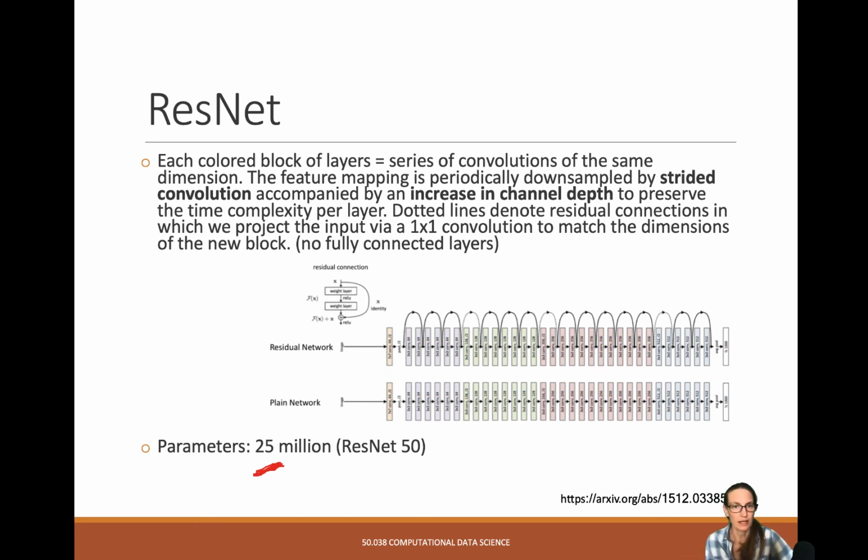In this image, each colored block is a series of convolutions of the same dimension. The feature map is periodically downsampled by strided convolution, so the dimensions of your output feature map go down. And there is an increase in channel depth, so more channels and more filters, to still preserve the time complexity per layer. And then we have all of these skip connections, which pass the identity function so that information doesn't get lost.